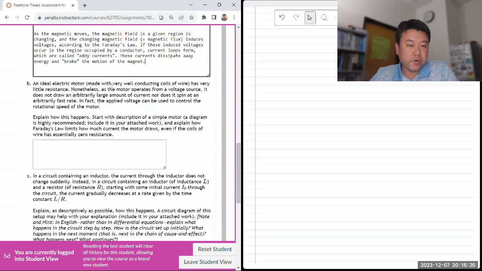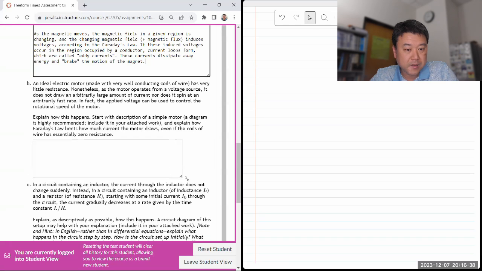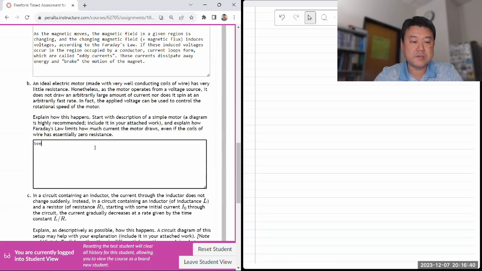An ideal electric motor has very little resistance to the voltage source, yet does not draw a large amount of current. Explain how this happens. Start with the description of a simple motor. Oh, a diagram is okay. See diagram and attach the work. So what the diagram would look like is something like this.